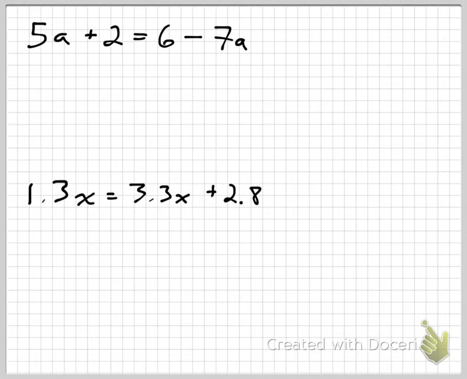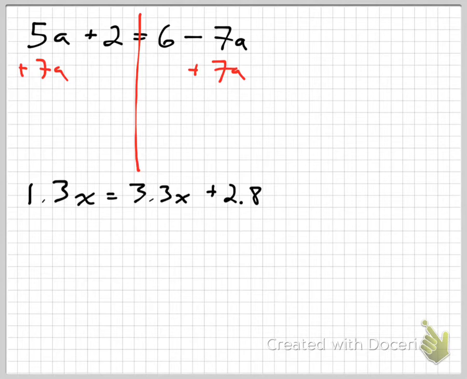The important thing here is that you follow along so you can see the steps and watch them in the right order. The first one, line down the equal sign. Is the variable happy? Not even close. There's 2 of them. Which one do I get rid of, the 5a or the negative 7a? You can get rid of either one. Which one's the easiest? Plus 7a, plus 7a.